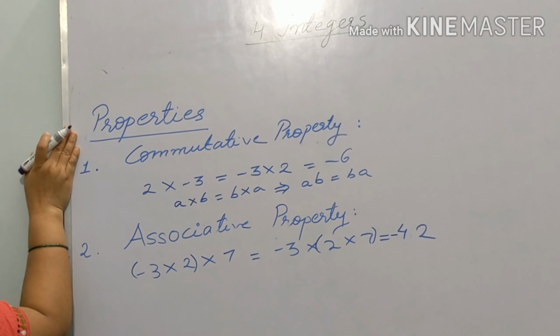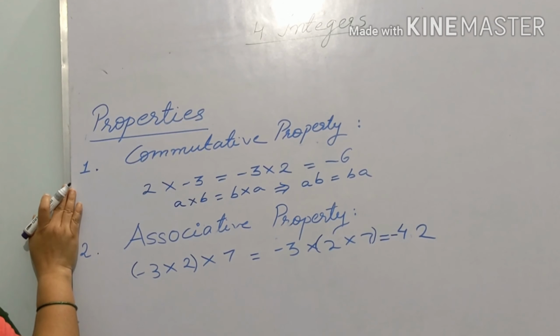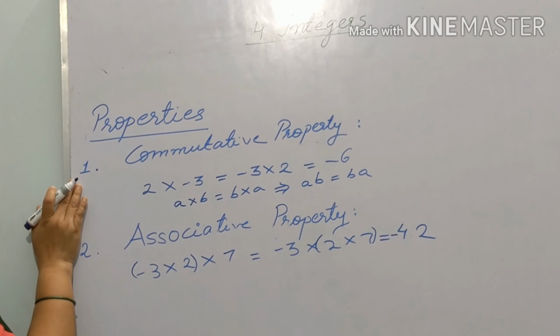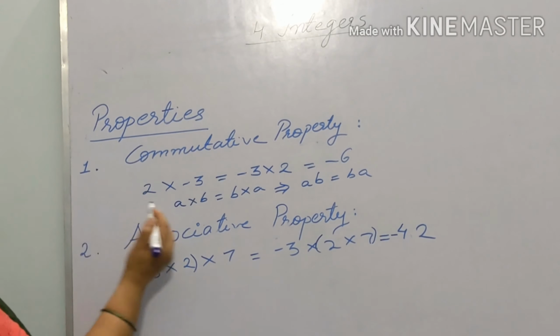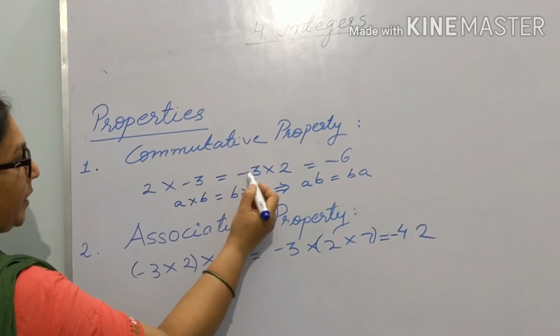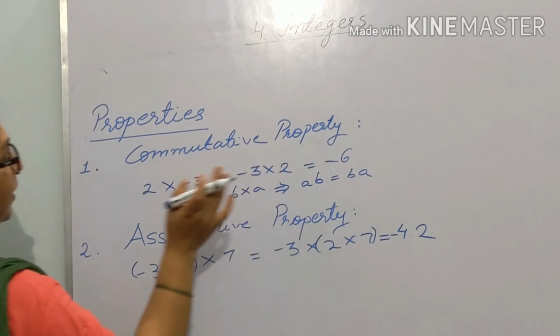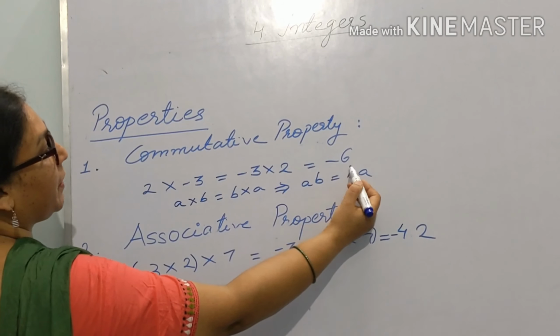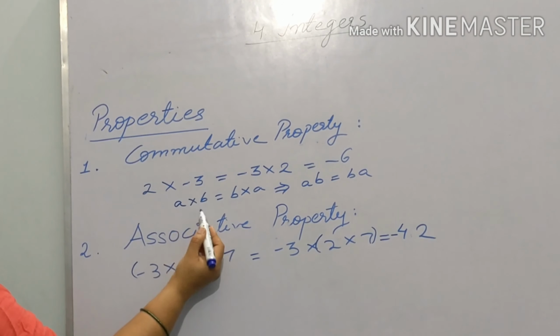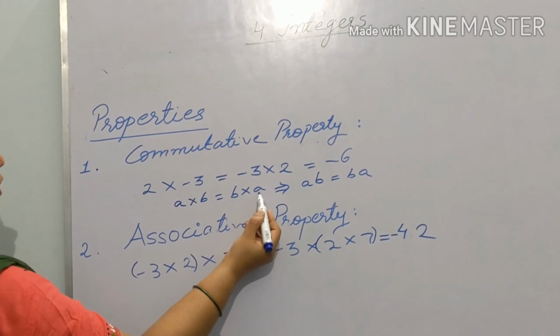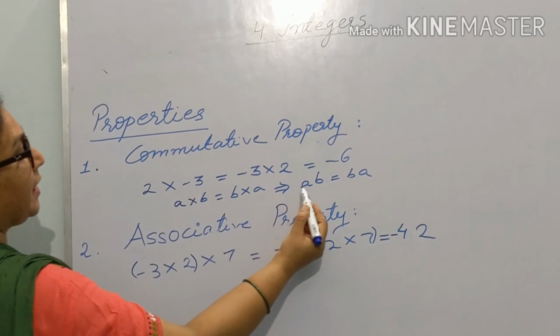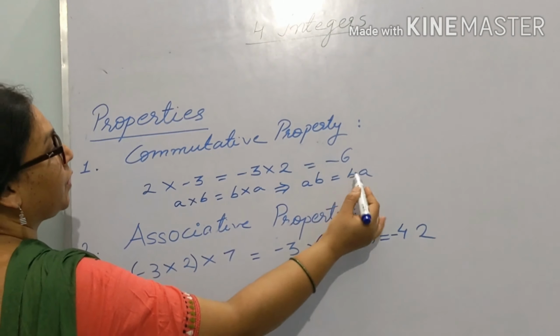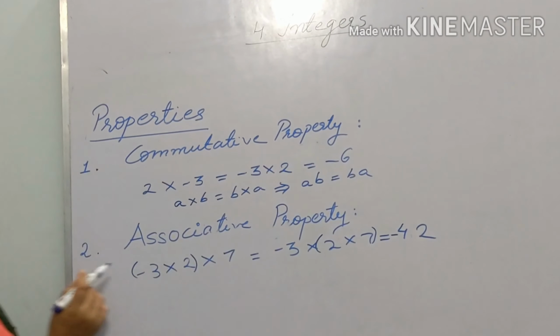Properties of multiplication. The first property is the commutative property. It is applied in the case of multiplication of two integers. 2 into minus 3 equals minus 3 into 2 equals minus 6. If the places of the two multipliers are exchanged, still the product remains the same. It means a into b equals b into a. Or symbolically, simply you can say a into b equals the product b into a.